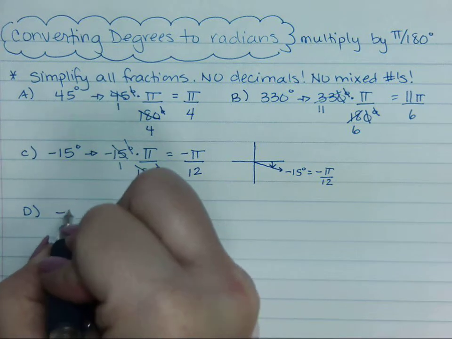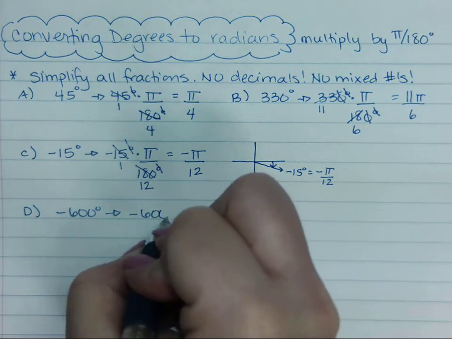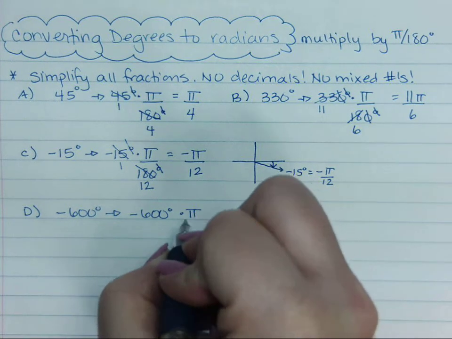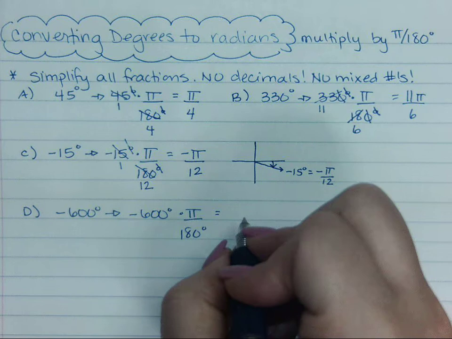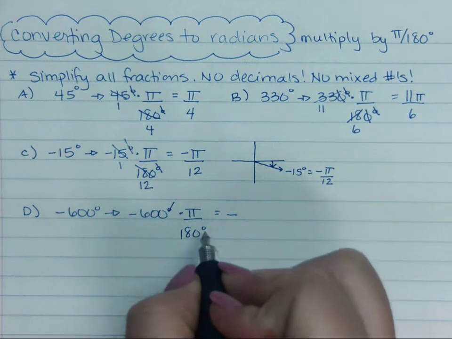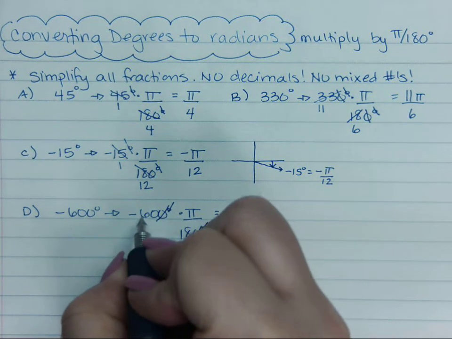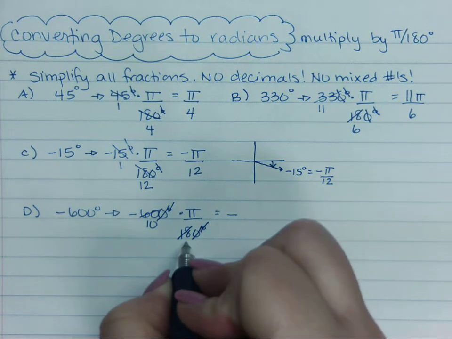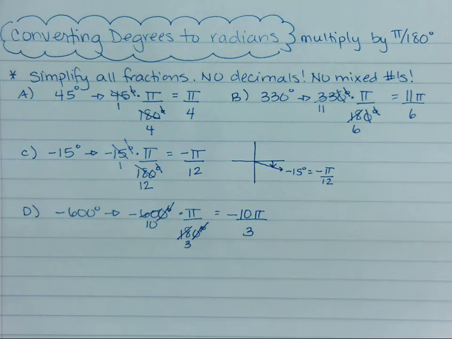Let's do negative 600 degrees. So again, negative 600 degrees times pi over 180. I know that my final answer is going to be negative because of the negative symbol. Cancel out the degrees, cancel out the 0, and then I'm going to divide both by 6, so that leaves a 10 and a 3. So negative 10 pi over 3 is going to be my measurement.